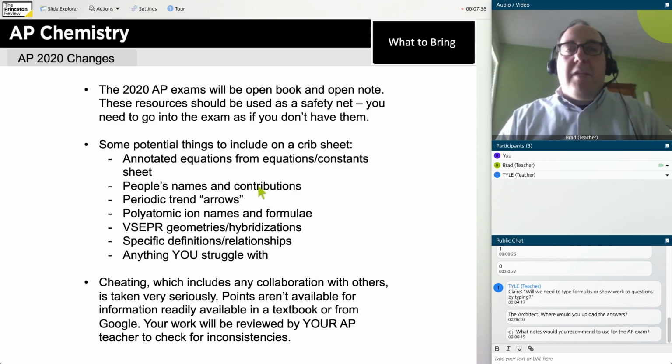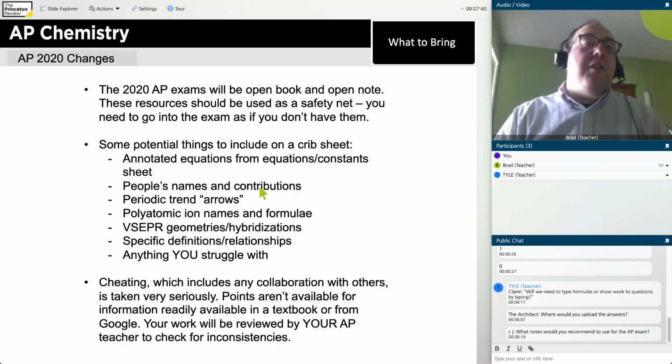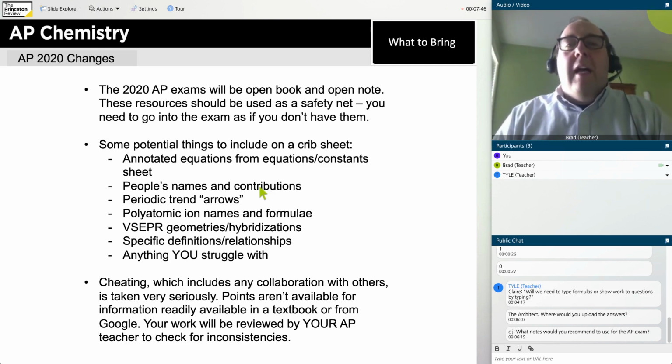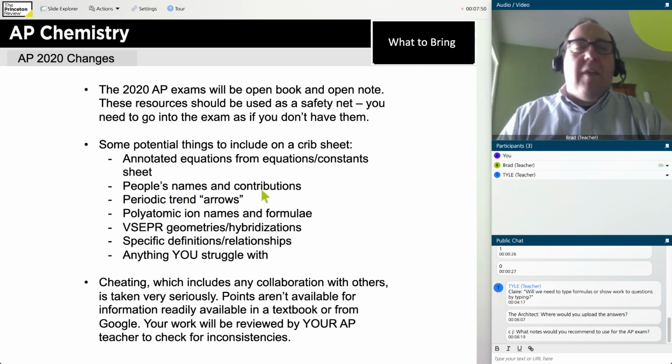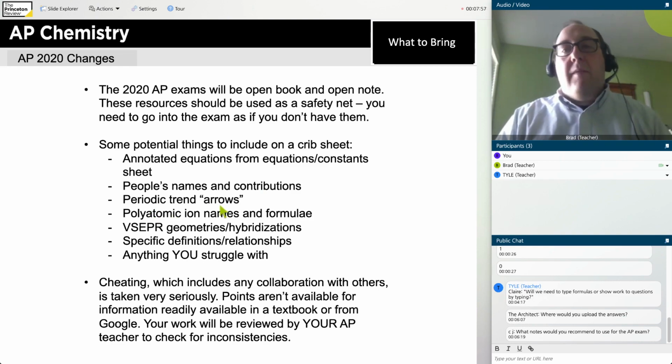People's names and contributions. It's not worth memorizing that it's Heisenberg's uncertainty principle. It's important to know the uncertainty principle, but the fact that Heisenberg thought of it is not the important part, right? And so I would write down names to go along with that in case they just happen to ask about one of them. Periodic trend arrows, showing how the different periodic trends are going to change over the course of the table.